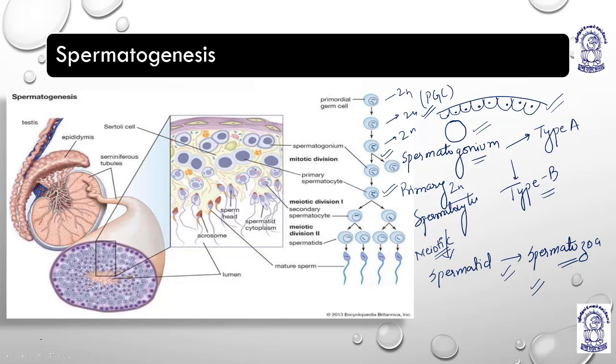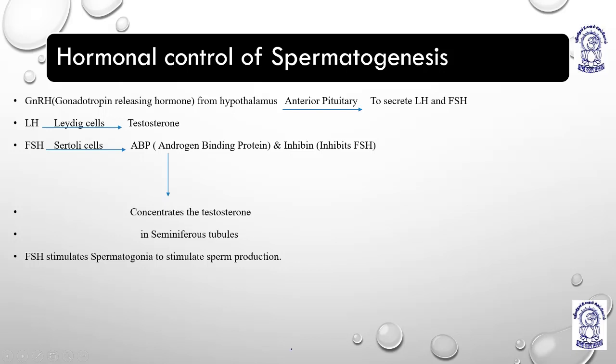Yes. Now moving to the next slide, the hormonal control of spermatogenesis, my friends. Very, very important topic. How the spermatogenesis, or the formation of sperm, is actually controlled. What are the different hormones which are released by different body parts to control the spermatogenesis? The very first is the gonadotropin releasing hormone, GnRH.